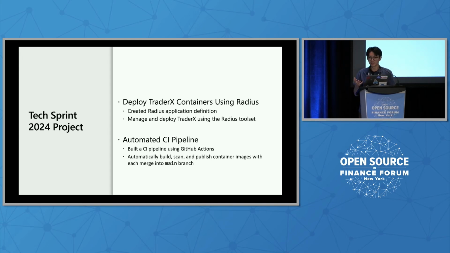We saw opportunity to take this application, add Radius to it so that the deployment for local and across clouds becomes very easy. So as a part of the tech sprint, we first built an automated CI pipeline using GitHub Actions. This automatically builds, scans, and publishes the container images for this application and publishes them to the FinOS container registry that we can then pull and leverage to deploy with Radius.